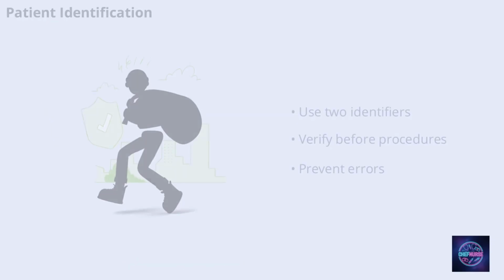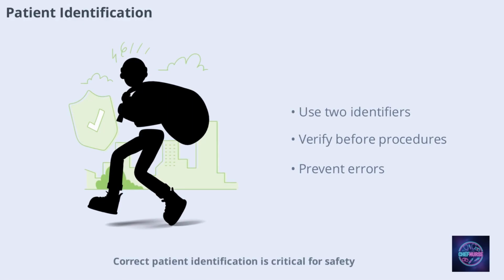Correct patient identification is critical for safety. The NCLEX may test your knowledge of using two identifiers such as name and date of birth before administering medications or procedures. Always verify patient identity and avoid shortcuts. Accurate identification prevents errors and ensures safe care.